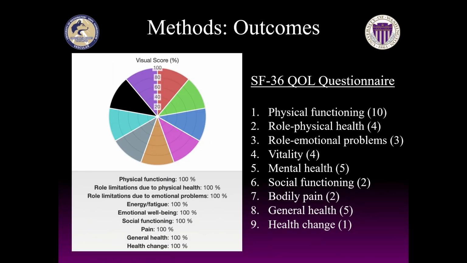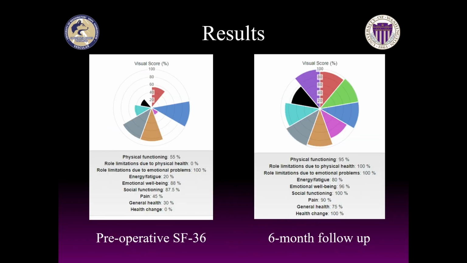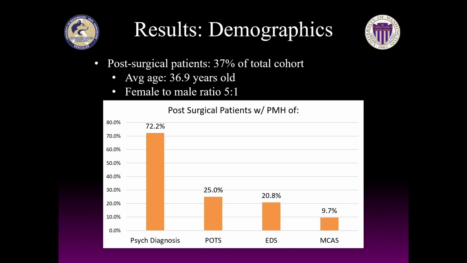The primary outcome of this study was the degree of improvement in SF36 scores after surgery. We weighted each subsection equally and calculated the change in overall score. We looked at the differences between groups using percent change after surgery. And here is an example from a patient in the series demonstrating SF36 scores before and 6 months following surgery.